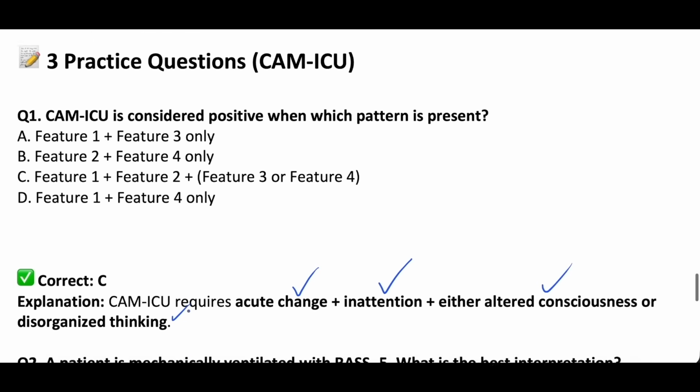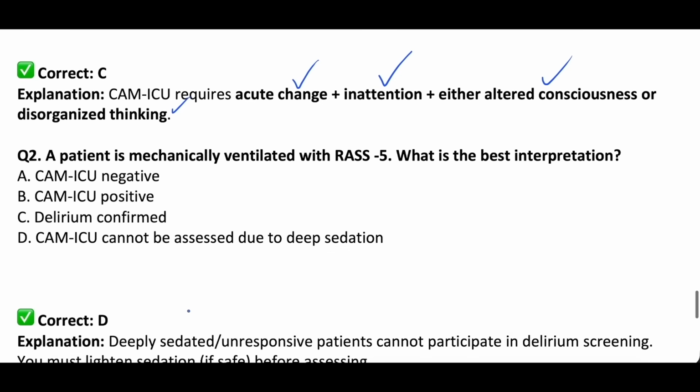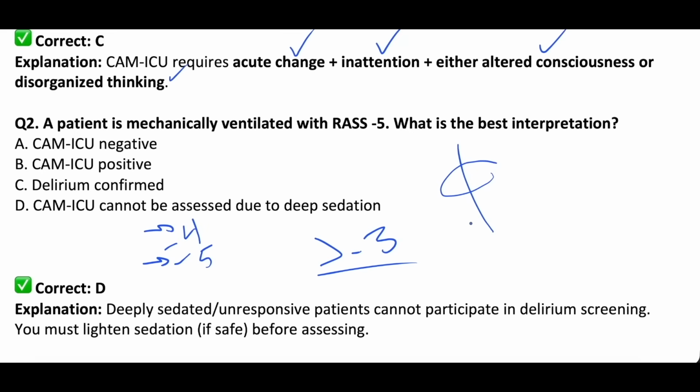All right, question number 2. A patient is mechanically ventilated with a RASS of -5. What is the best interpretation? A, CAM ICU negative, B, CAM ICU positive, C, delirium confirmed, or D, CAM ICU cannot be assessed due to deep sedation. The RASS is -5. The correct answer is D, right? You need to be a RASS of less negative than -3. If you're a RASS of -4 or -5, where -4 means you arouse with physical stimuli and -5 means you don't even arouse with physical stimuli, then you cannot even do the CAM ICU test, okay?